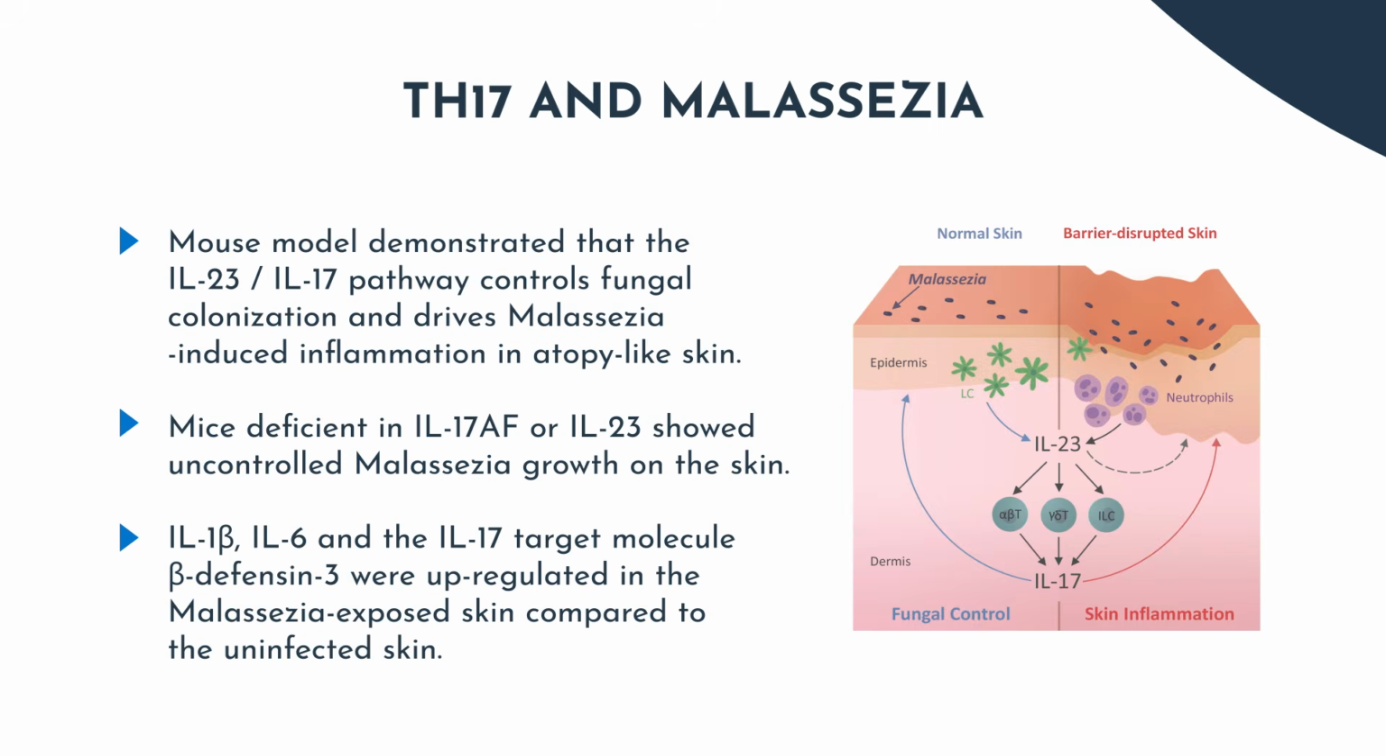And what's really interesting is that we see a connection between Th17 and Malassezia. A mouse model demonstrated that the IL-23, IL-17 pathway controls fungal colonization and drives Malassezia-induced inflammation in skin. Mice that are deficient in IL-17A or F or IL-23 showed uncontrolled Malassezia growth on their skin. And in Malassezia-exposed skin, we see upregulated cytokines like IL-1 beta, IL-6, and beta-defensin 3, which is an IL-17 target molecule.